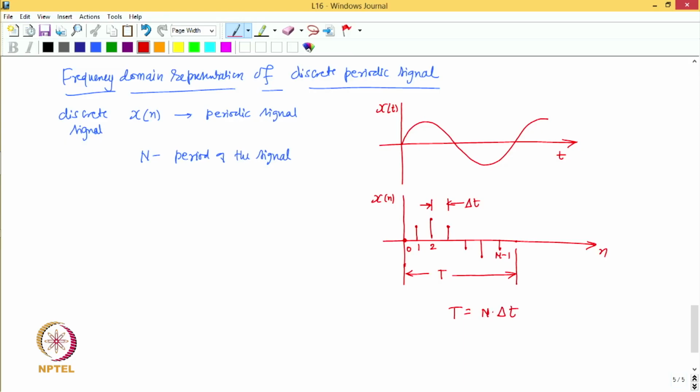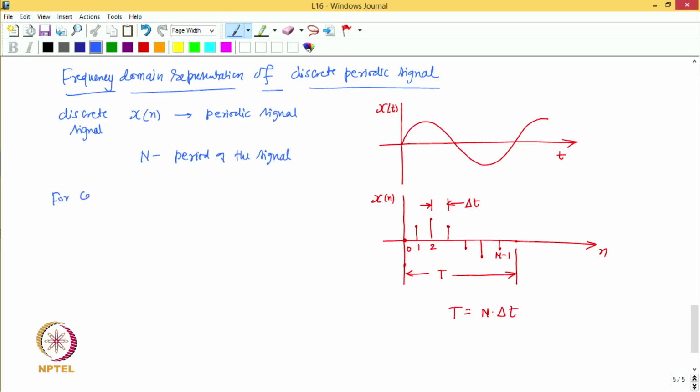So, here, N is the period of the signal in terms of the number of samples, and capital T is the time period of the signal. And here we are saying that x[n] is periodic. So now we start from the frequency domain representation of a continuous periodic signal.